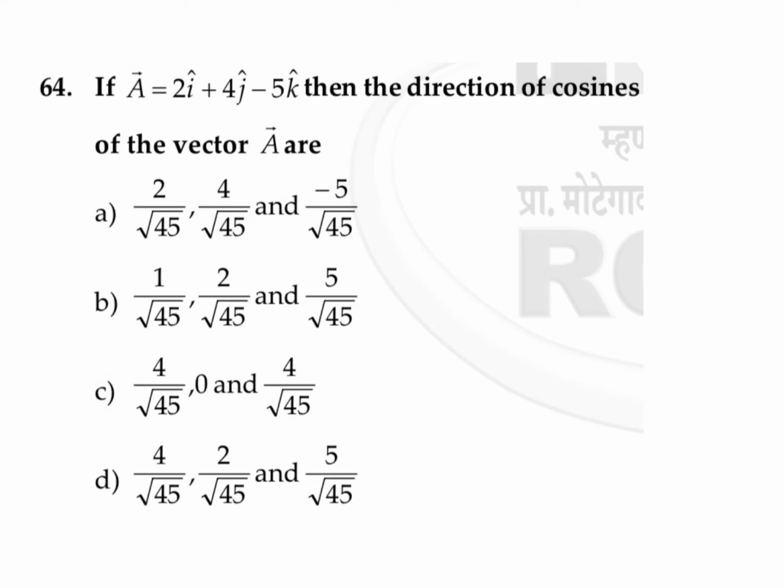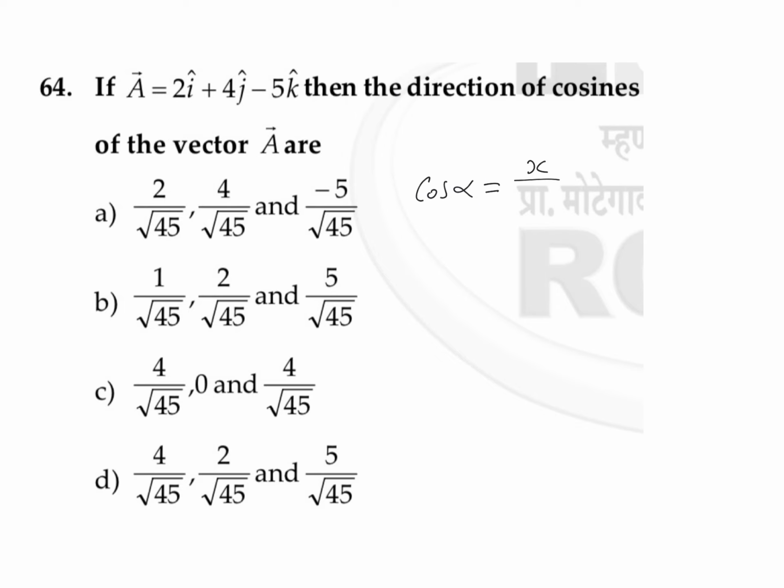And this question is given that if A vector is 2i cap plus 4j cap minus 5k cap, then the direction cosine of vector A are? So we know what is direction cosine. Direction cosine means nothing but cos alpha, cos beta and cos gamma.